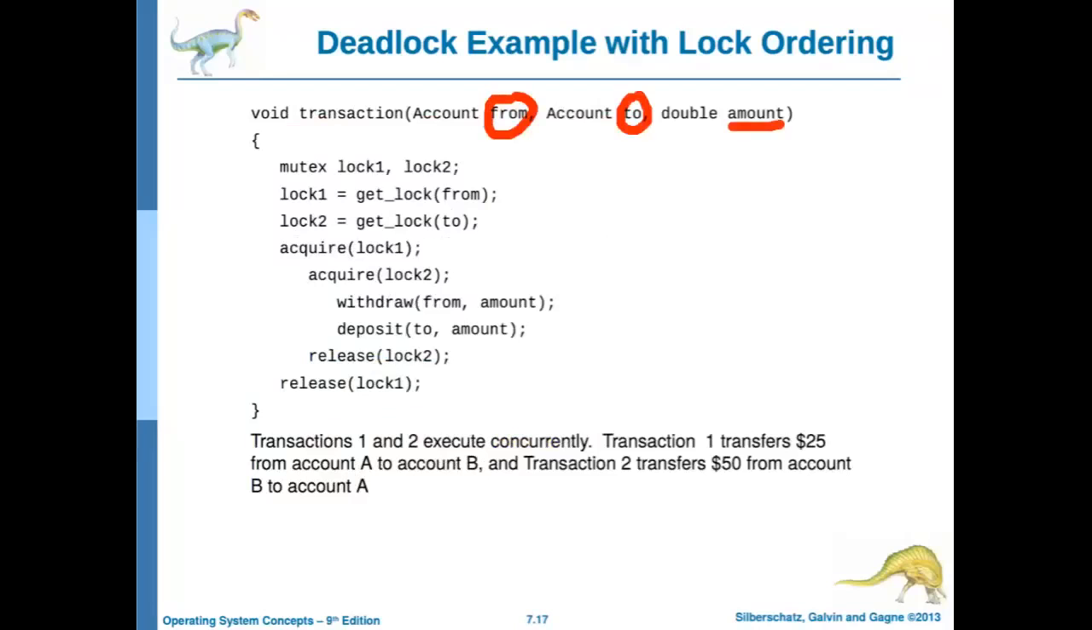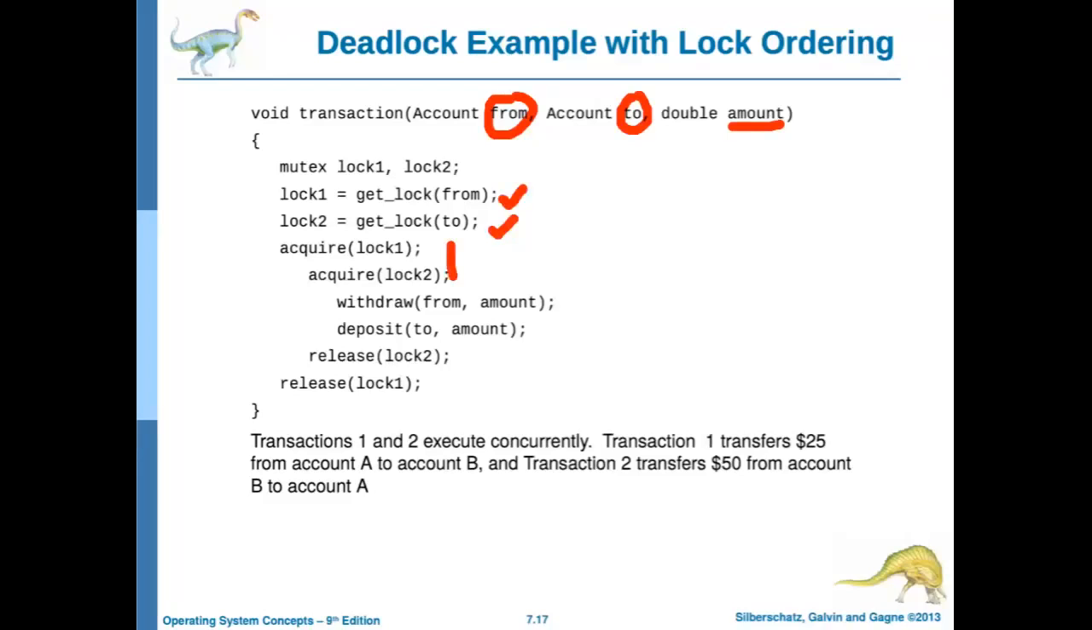So maybe 2 locks are required here. So mutex lock 1 and lock 2. So we'll lock account from and account 2. So lock 1, lock 2, acquire both the locks.